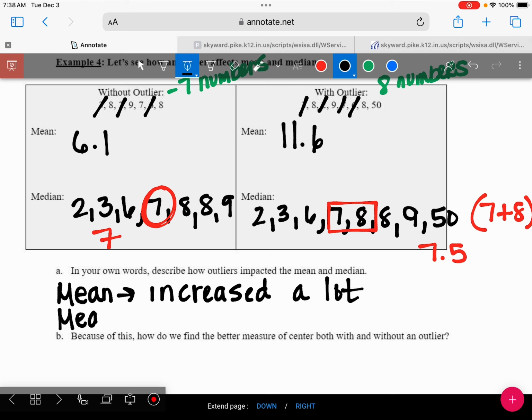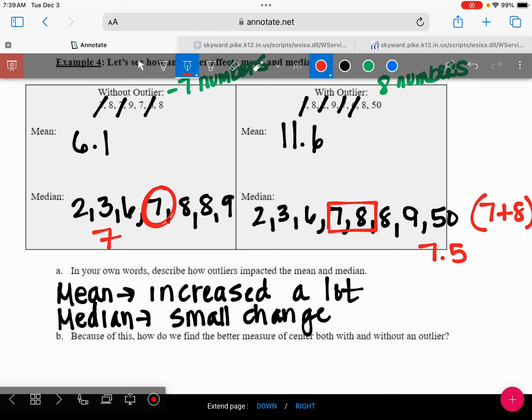But for the median, it went from 7 to 7.5. So it had a small change. So because of that, if I was trying to use one to be a better predictor of what the middle would be, because mean and median is what we call a measure of the center. The best measure of center when you have an outlier.